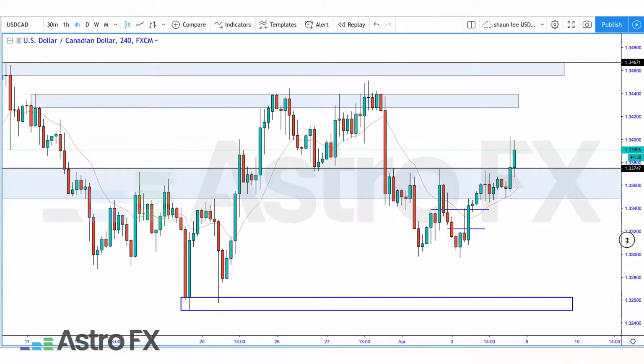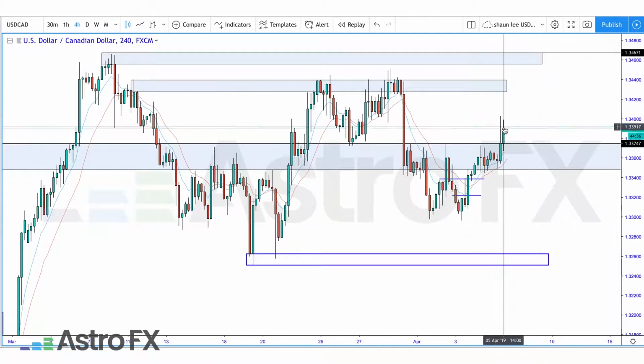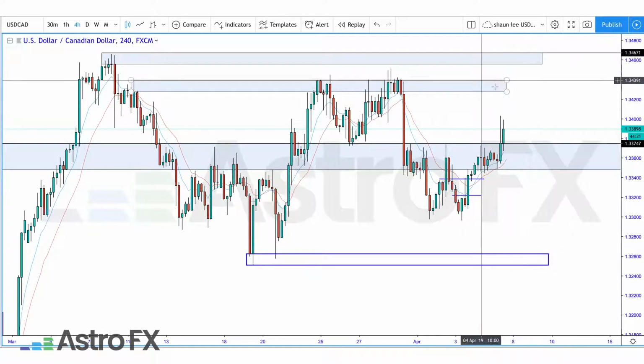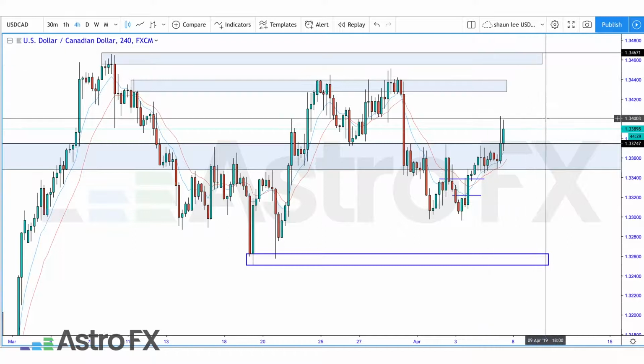What I'm going to do, I'm going to leave this one out to see if we can maybe get a pullback into this zone and go higher. Who knows? We do have these barriers from last time that are still applicable.